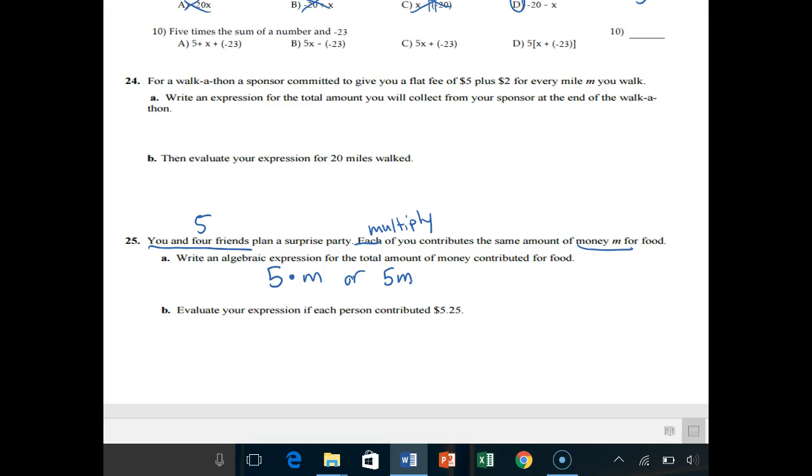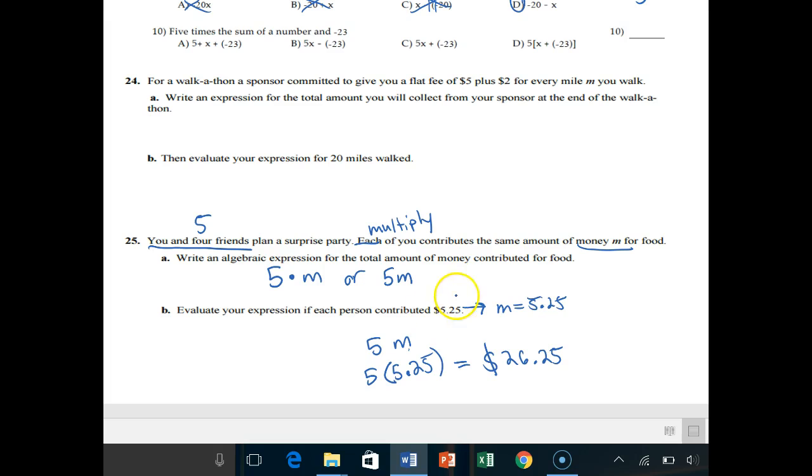Now evaluate your expression if each person contributed $5.25. This is basically saying, what is the answer to this if M equals $5.25, right? So basically you say 5M, and then you plug in 5 parentheses, because M, they're telling you, is equal to $5.25. They're saying, hey, your friends brought $5.25, and so did you. And there's 5 of you, so how much money do you have altogether? So 5 times $5.25. This will give you your answer in dollars. And 5 times $5.25 is $26.25. That's how much you have for the surprise party when everybody brings $5.25.